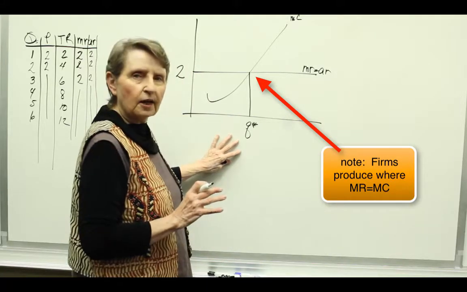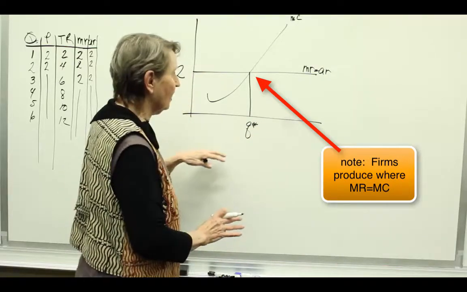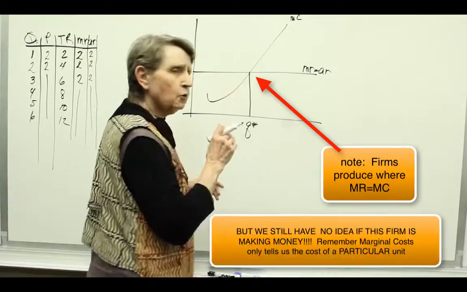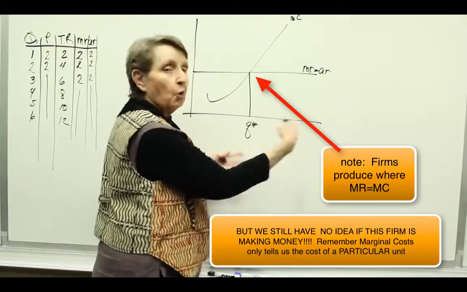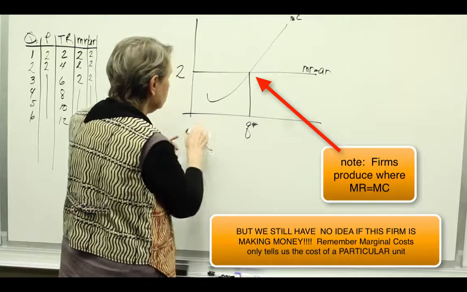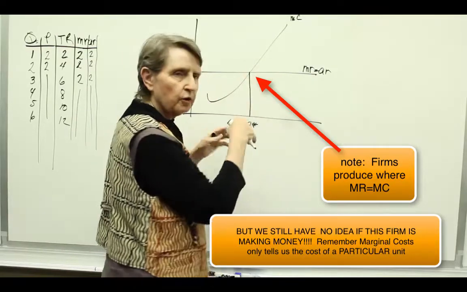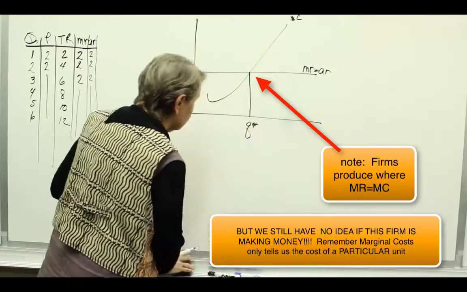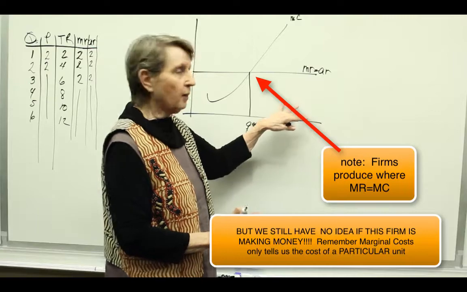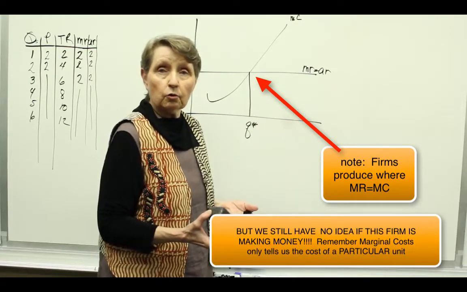The reason we can't tell if Farmer Brown is making profits is that the only information we have is the cost of this unit and the revenue from this unit. We don't have the cost of all of these previous units. We'd have to integrate under the curve, and we'd have to have information about fixed costs, which we don't have here. So what we need to tell about profits in this picture is an average total cost curve.